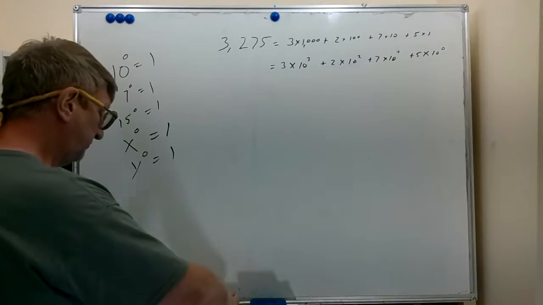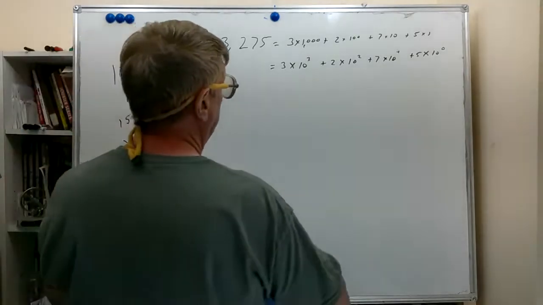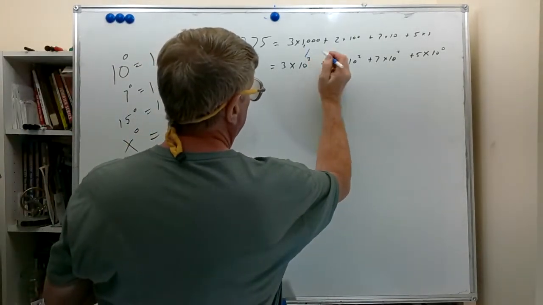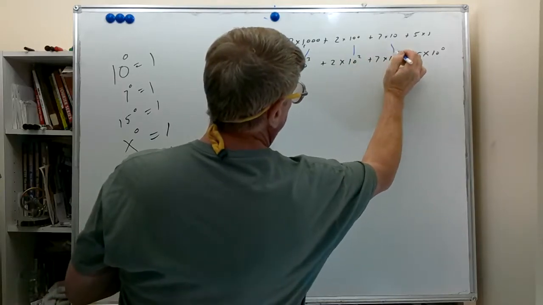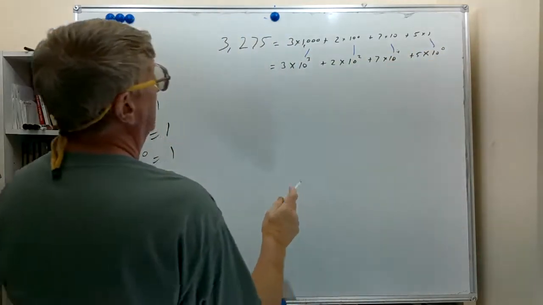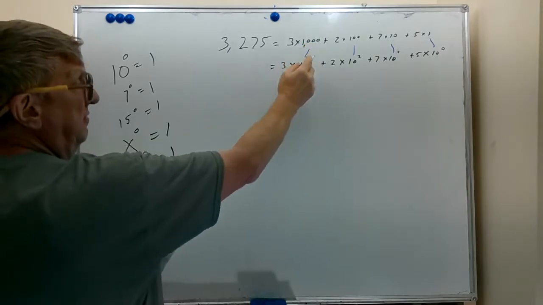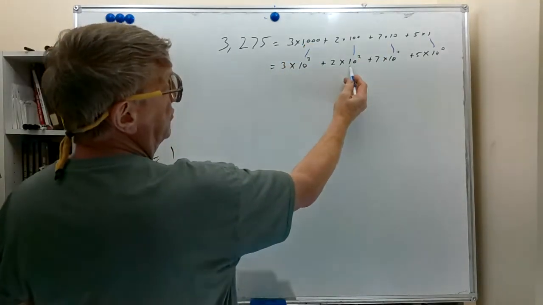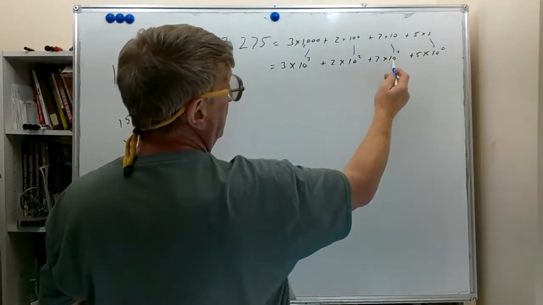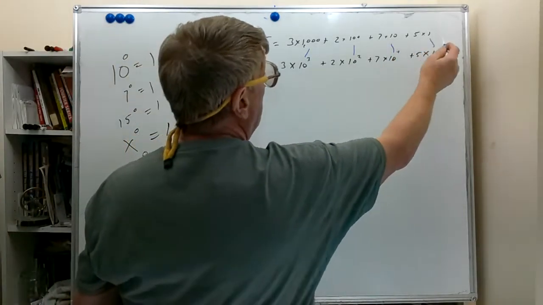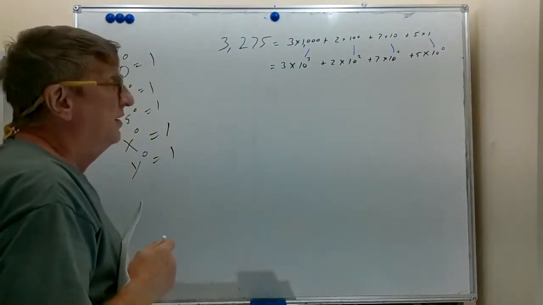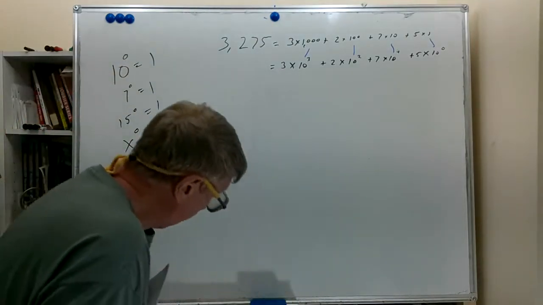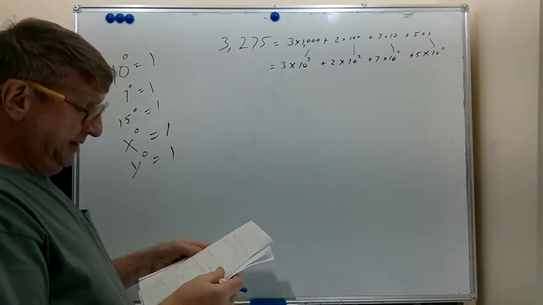I'm going to draw a couple little lines just to offset this part here. The 1,000 was equivalent to the 10 to the third power. The 100 was equivalent to the 10 to the second power. The 10 was equivalent to the 10 to the first power. And the 1 was equivalent to the 10 to the 0 power, as we just talked about here.